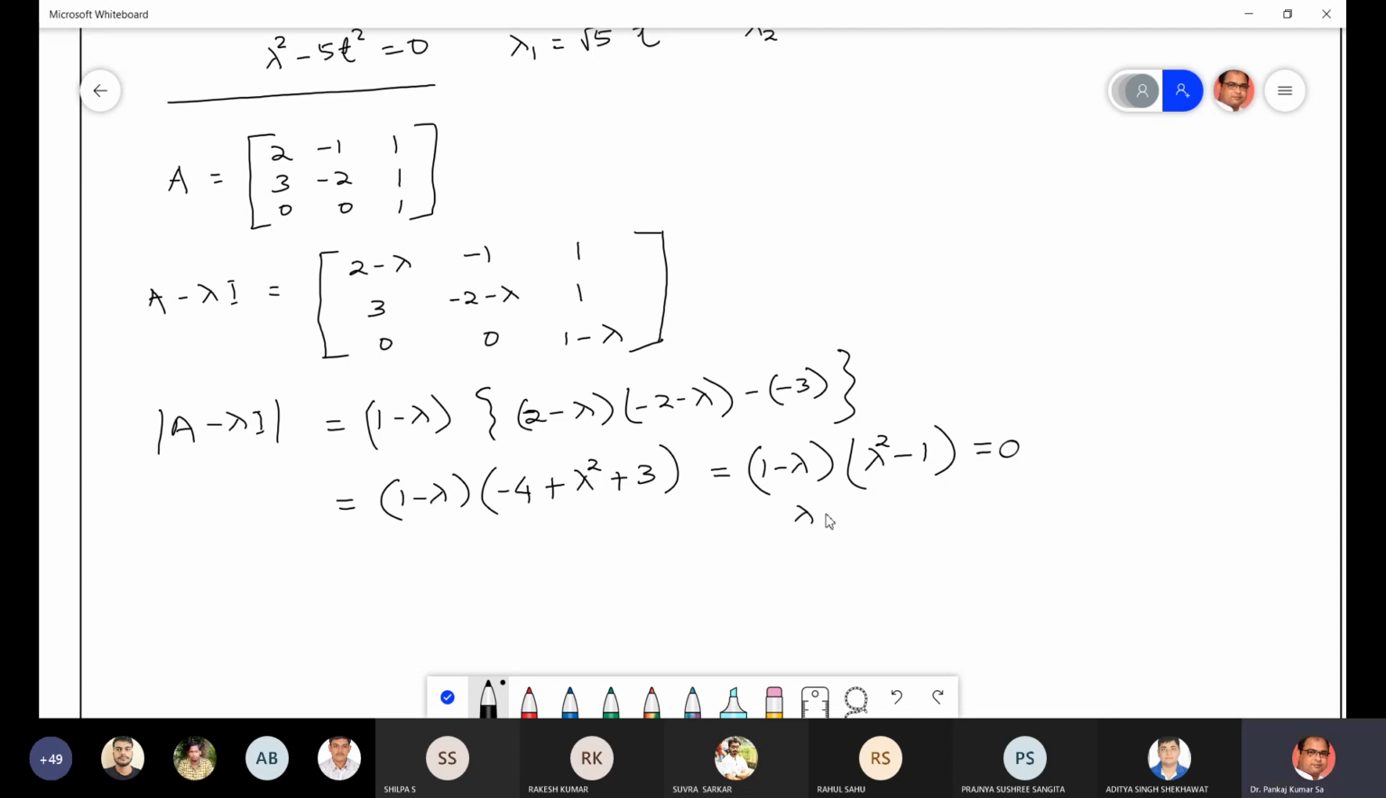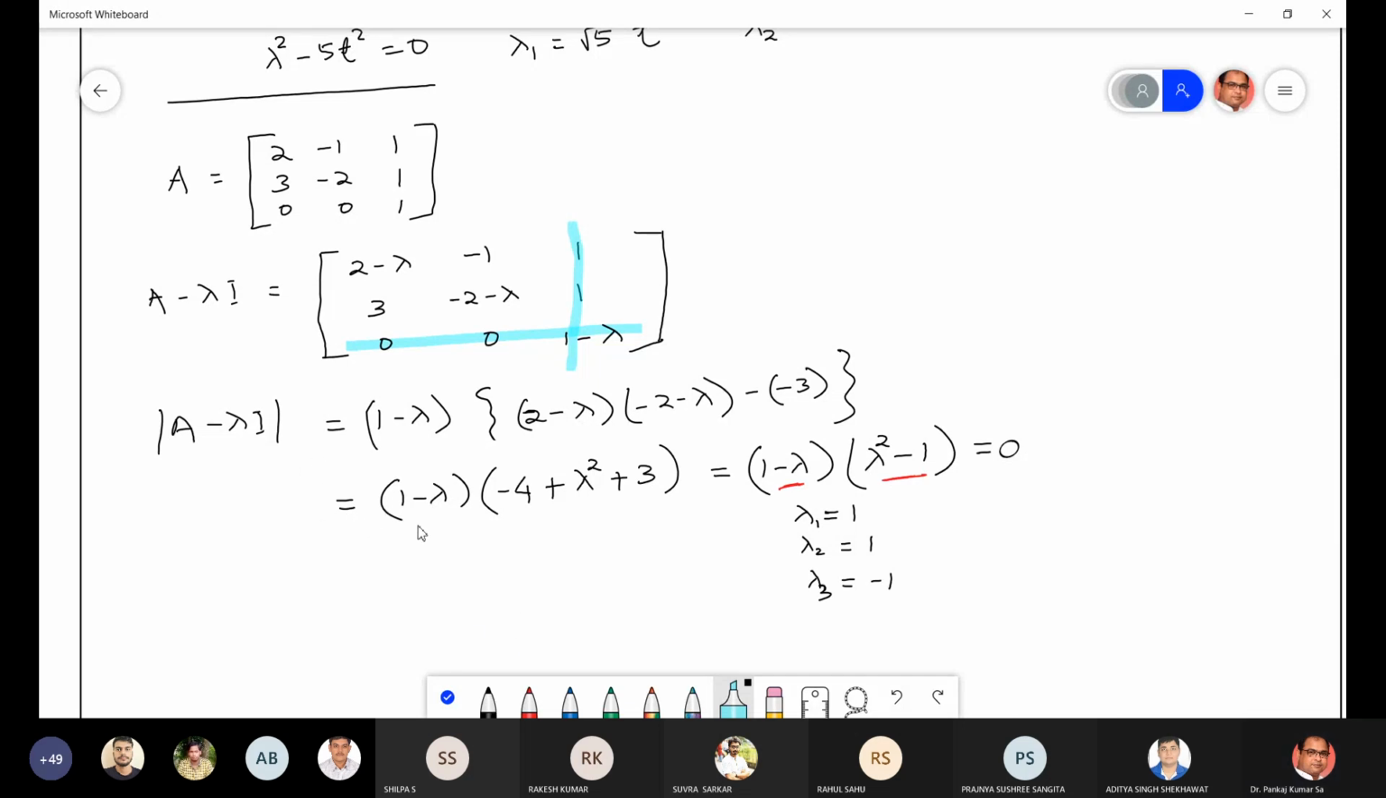So we have lambda is equal to 1. Lambda 1, let us say. Lambda 2 is equal to 1. Lambda 3 is equal to minus 1. That is lambda equal to 1 from this equation and lambda equal to plus minus square root of 1 from this equation. Okay, that's it.